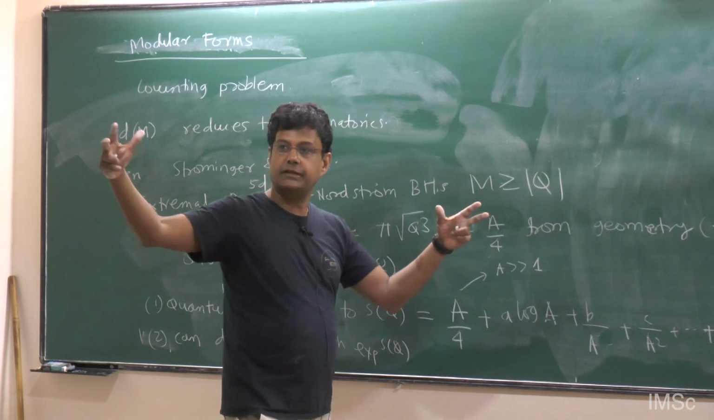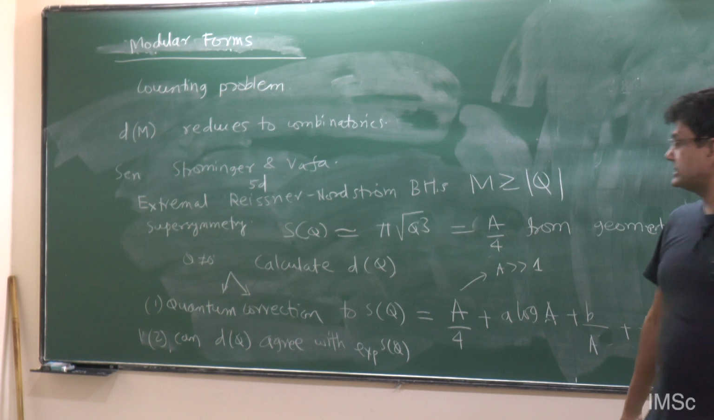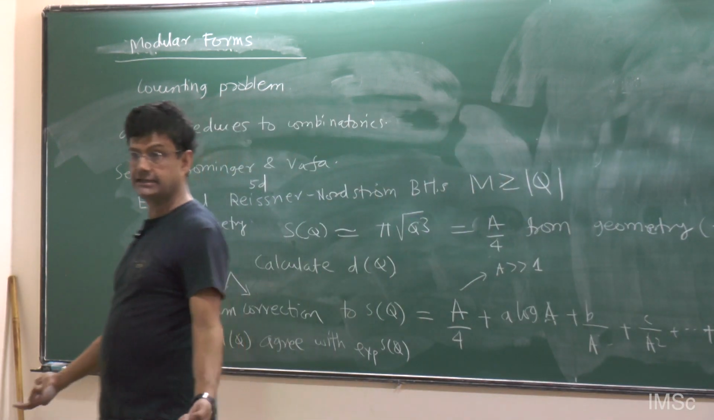But as you make the black hole smaller and smaller, all these corrections are going to be important. And then the question is, can we compute those corrections systematically?